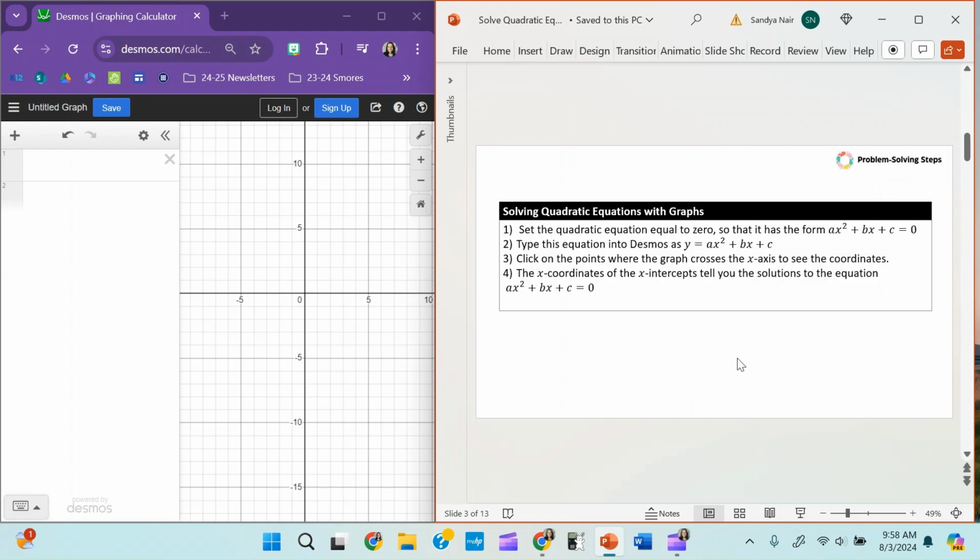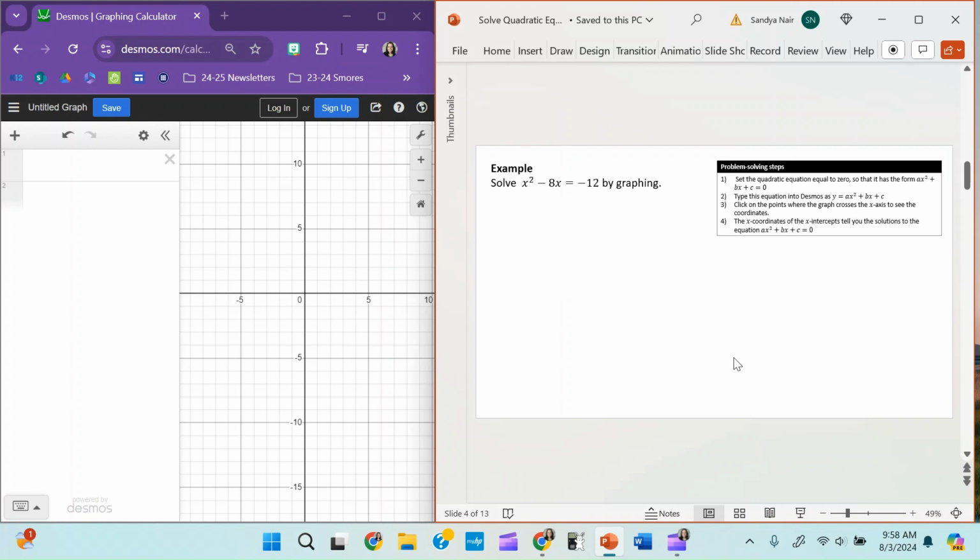And so the main thing you need to do when starting to solve is set the equation equal to 0. So it has to have the form ax squared plus bx plus c equals 0. And then we can go ahead and type this into Desmos. And then we're going to click on the points where the graph crosses the x-axis and we'll see the coordinates of those x-intercepts. The x-coordinates of the x-intercepts will tell us the solutions to this quadratic equation. So let's look at an example.